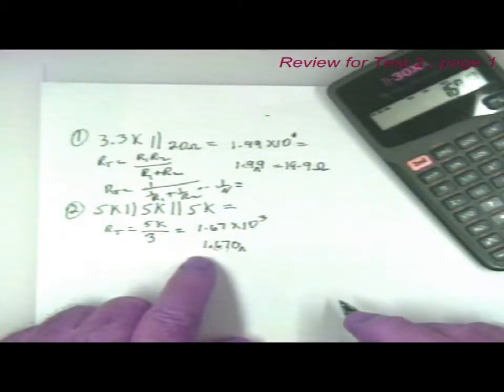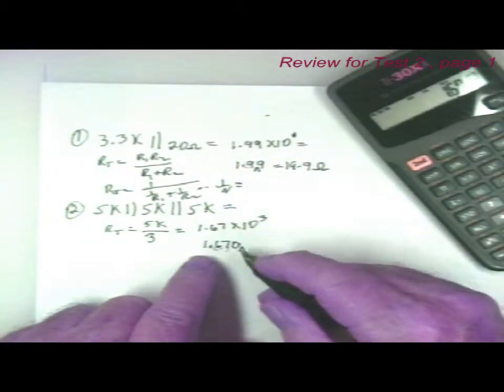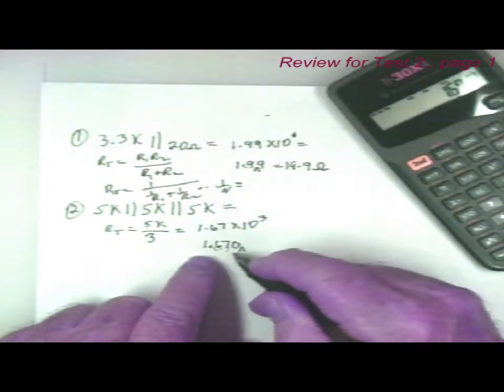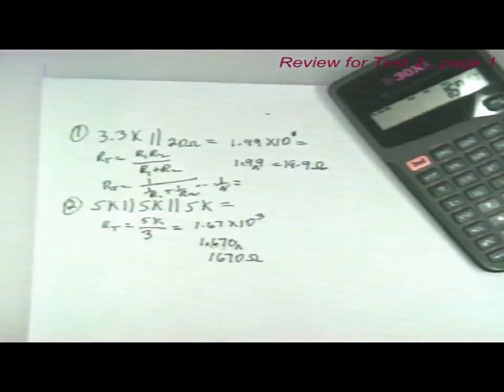So what does that equal? That equals 1670. 1,670 ohms. Now, if that's what you have on your paper, I'll accept that as correct.